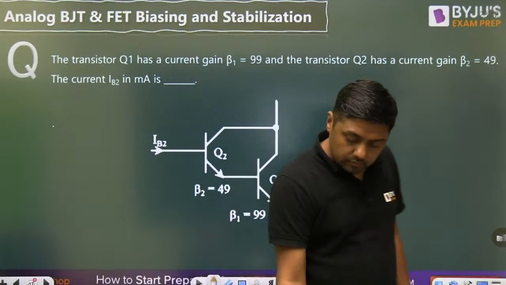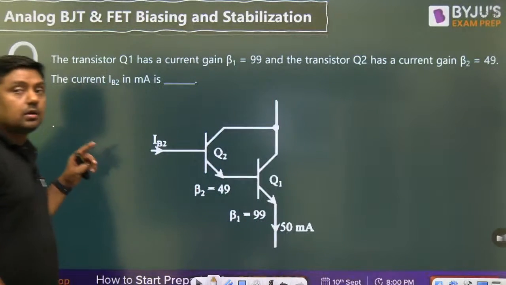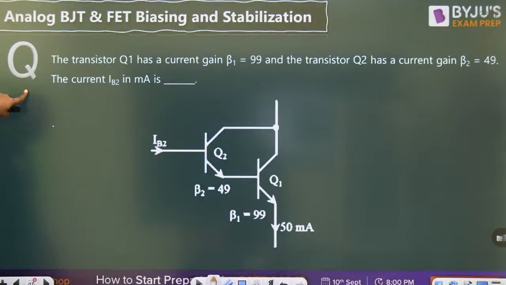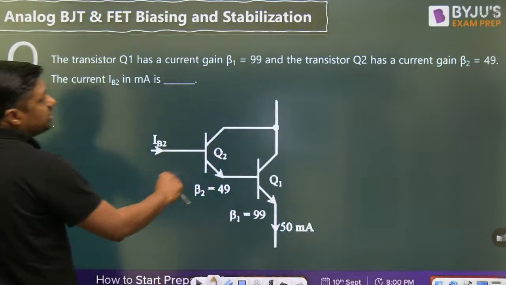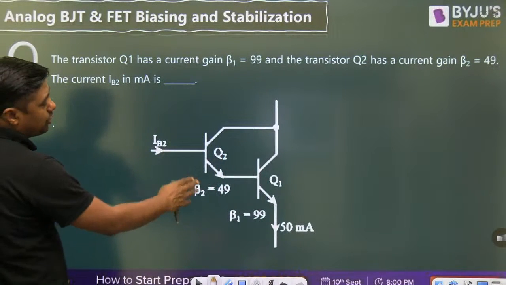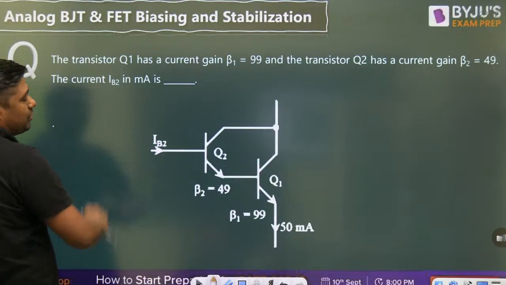Now, next one. Next question. The transistor Q1 has a current gain beta 1 of 99. For this one, beta 1 is 99. Beta 2 is what? 49. The current IB2 in milliampere. What is the value of the IB2?